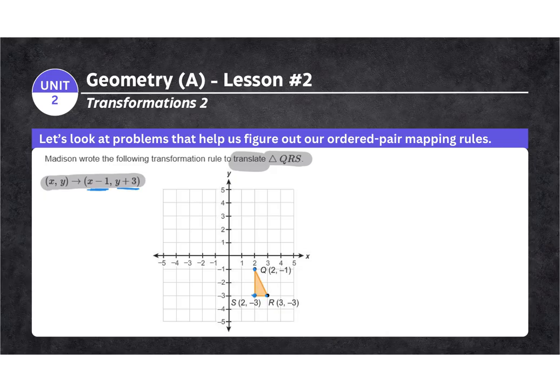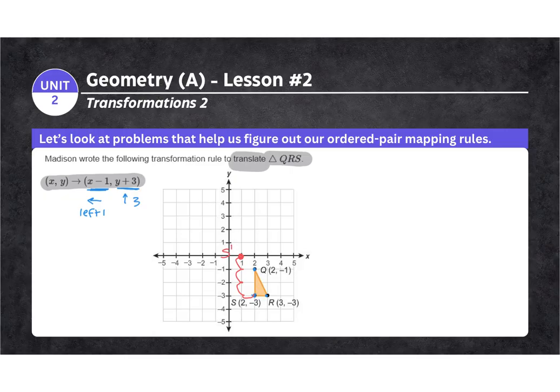you are going to subtract 1 from the x and add 3 to the y. So in other words, when you subtract 1 from the x, you go to the left one. When you add 3 to the y, you're actually moving up 3. So for these points, let's go ahead and start with S. We're going to move 1 to the left and then 3 up. So now that becomes our new image, or S prime.